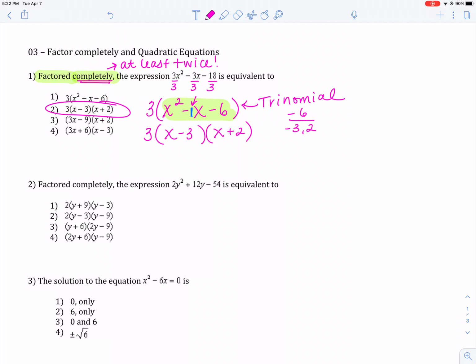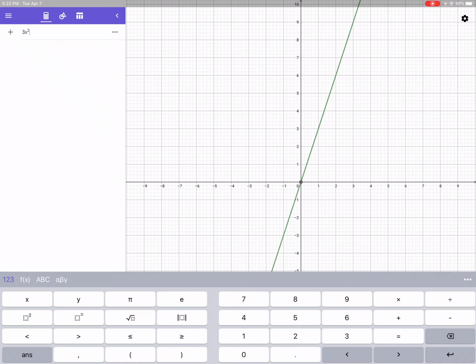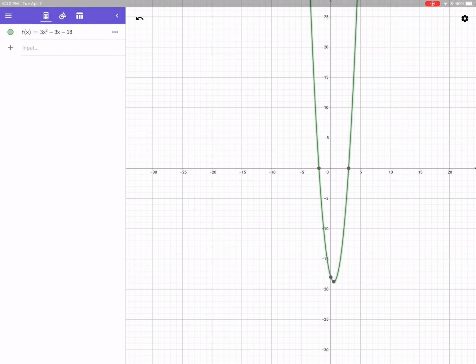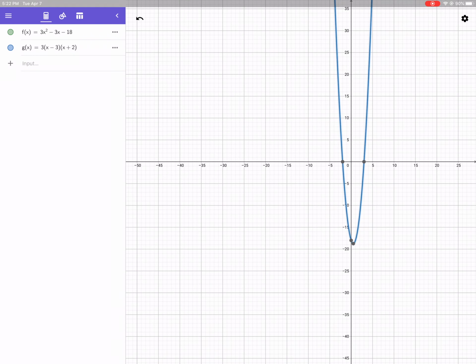So again, you want to be careful, because if I were to go to the calculator and type my original equation, my 3x squared minus 3x minus 18, right? So there's our parabola. If I now type my answer, which was 3 parentheses x minus 3, and my other parenthesis, which is x plus 2, you should see only one graph. You see that they completely overlapped. Okay, so that should be your answer.